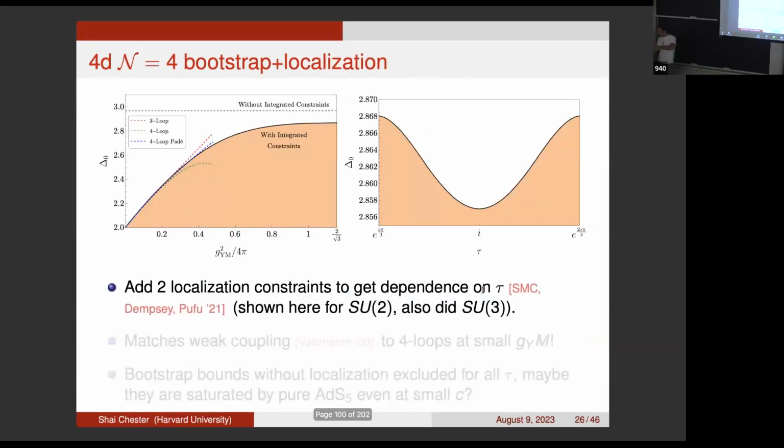So now you can do something more. Instead of just doing a general bootstrap with no localization constraints, you can now input localization constraints. So now you've specified N=4 super Yang-Mills because you're doing inputs which are specific to that theory. Let's focus on the SU(2) theory, because that's the simplest one, lowest value of n. We put in these localization inputs, and now we can compute bounds as a function of tau.